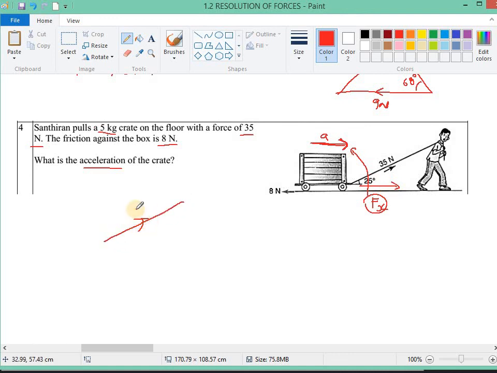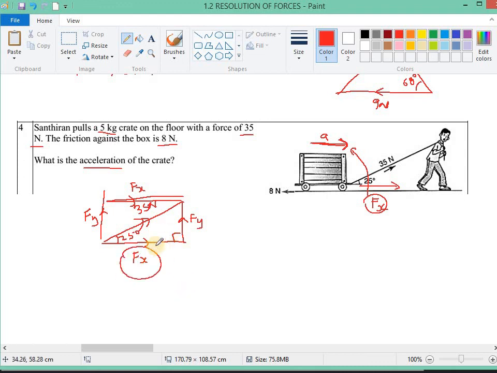So that means like this. This is 35 Newton. Here we have this Fx. This one is 25 degree. Here we have Fy. This Fy is not important because the question doesn't ask you about any force that is going upward, so you can ignore. Okay, so the parallelogram is like this. This one is Fx, this one is Fy. Here is 90 degree.